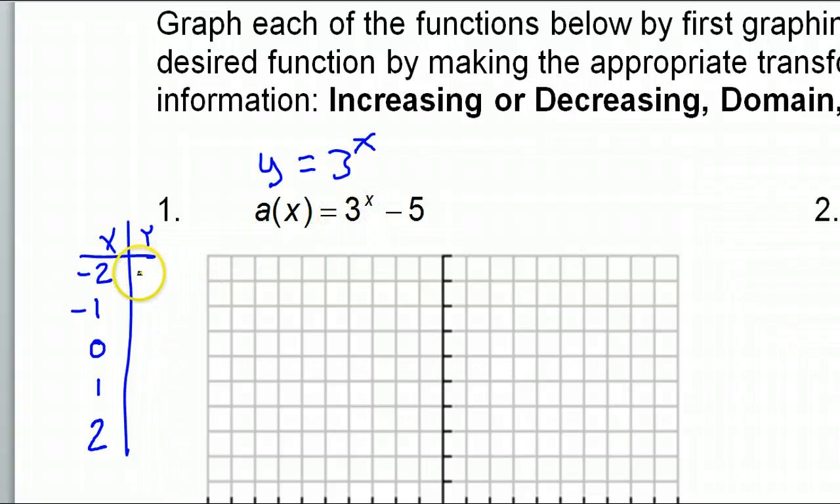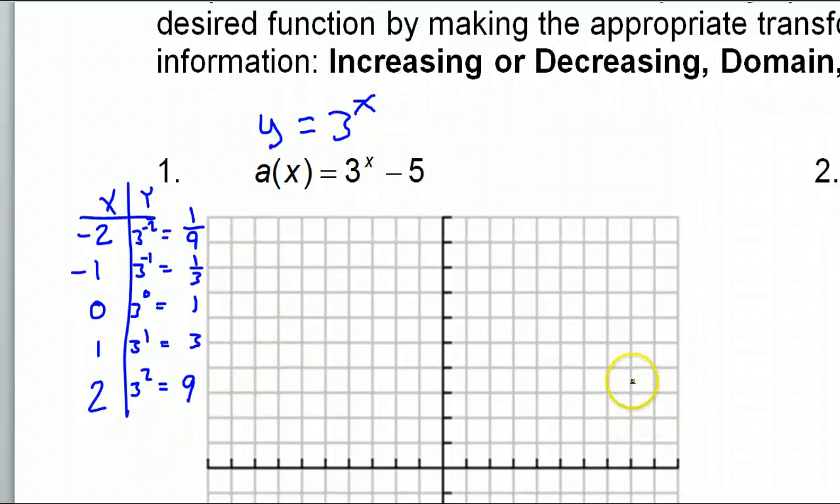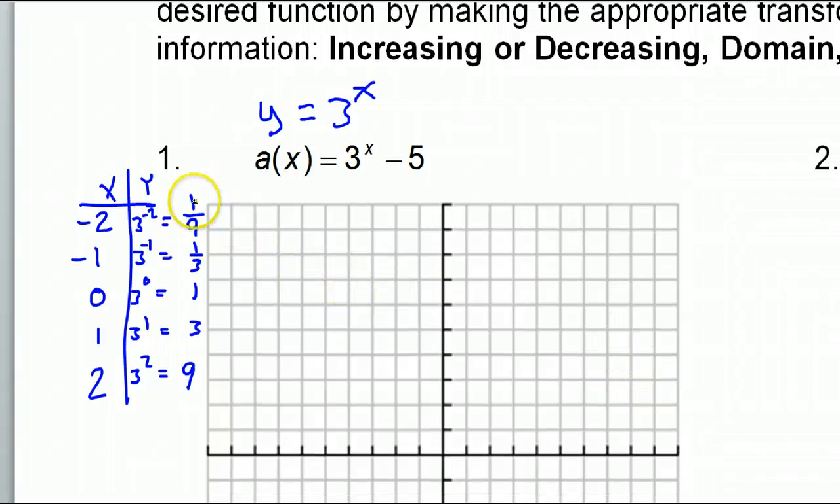So this would be 3 to the -2 power, right? So that's going to be 1 over 9. And this would be 3 to the -1 power, which would be 1/3. And this would be 3 to the 0 power, which is 1. 3 to the 1 power is 3. And 3 to the 2nd power is 9. So let's graph this up and see what we have.